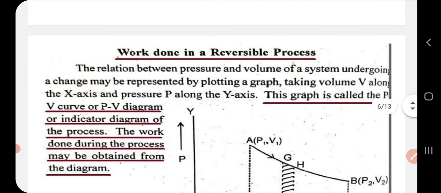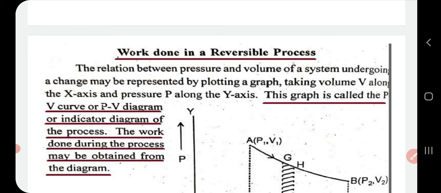Now, work done in a reversible process. Here we have already seen the definition of the PV diagram. The relation between pressure and volume of a system undergoing a change can be represented by a graph. In that graph, we take volume along the x-axis and pressure along the y-axis. This graph is the PV diagram or PV curve, and the work done during the process by the system is obtained from this graph.